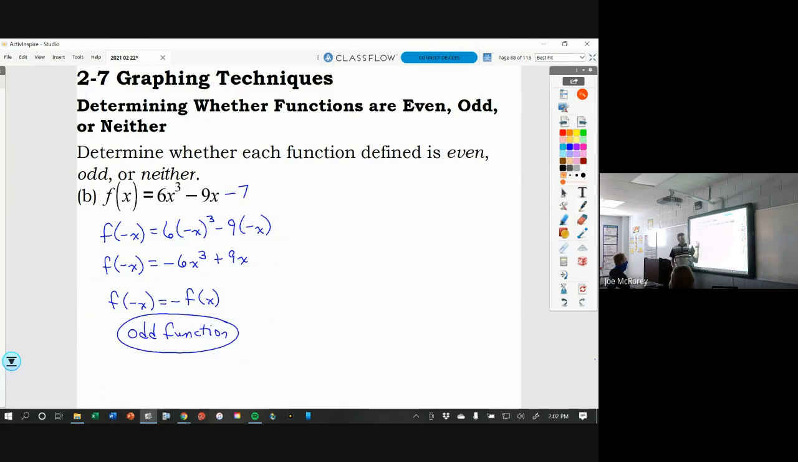Is this function even, odd, or neither? Neither, because this one has an even exponent. That's what I was thinking. Wait, so zero is even? Even or even, oh my gosh, I'm brain farting.